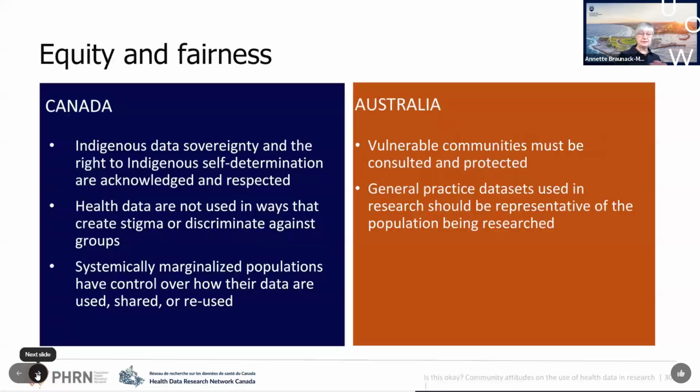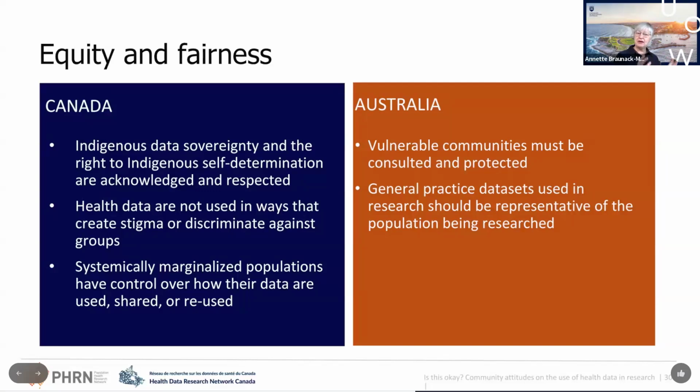The second area where we found similarities was with respect to equity and fairness. In the Canadian work, there's been a strong emphasis on Indigenous data sovereignty and the right for Indigenous self-determination, and to ensure that Indigenous self-determination is acknowledged and respected. Also, that health data are not being used in ways that create stigma or discriminate against groups, and that systemically marginalised populations have control over how their data are used, shared, or reused.